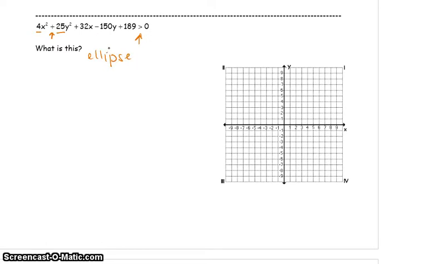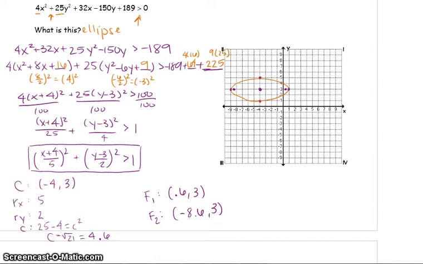Okay, so what I want you to do from here is get this in standard form, and then from there list out all the important features of an ellipse, graph it, and then check your work. Okay, so pause the video, find all of that, and then check your work with what I have. Okay, so this is what you should have for your ellipse.